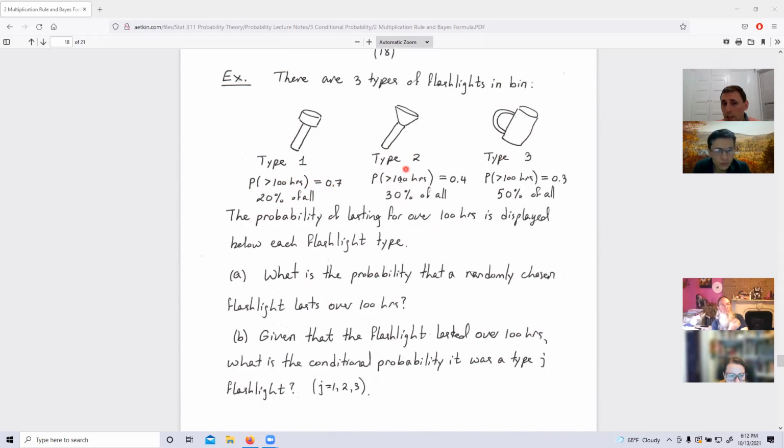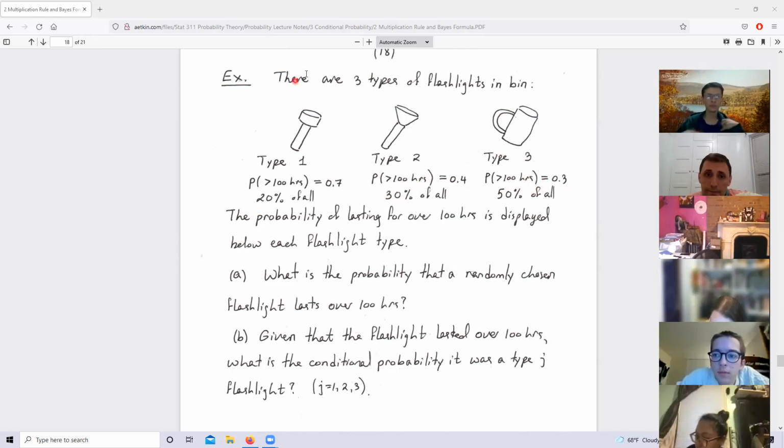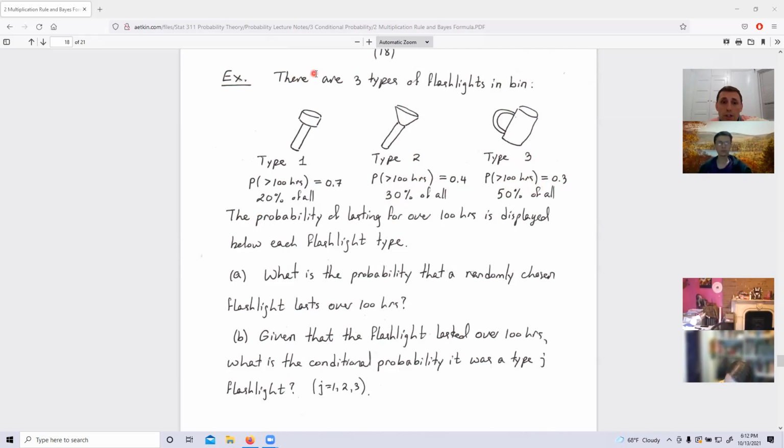Type 2 flashlight is not as good. It works with probability 0.4 longer than 100 hours, and you have 30% of them in the bin. And type 3 is the worst of them all. It's only 30% likely to last longer than 100 hours, and you have 50% of them in the bin. Good. So question A.